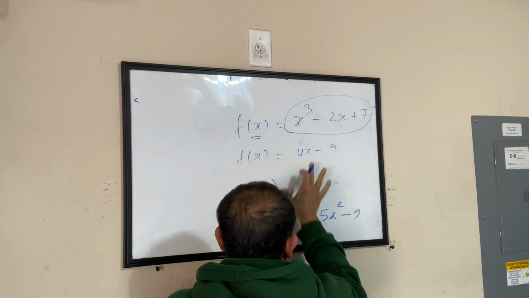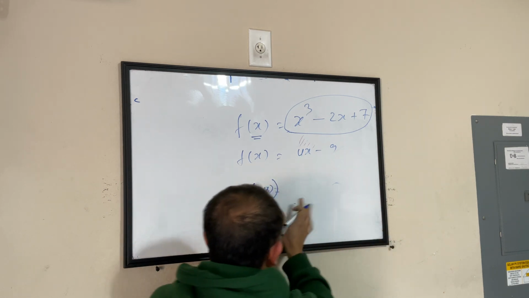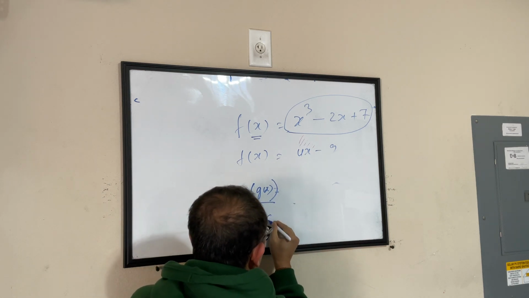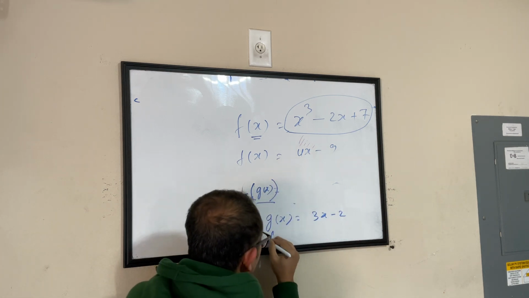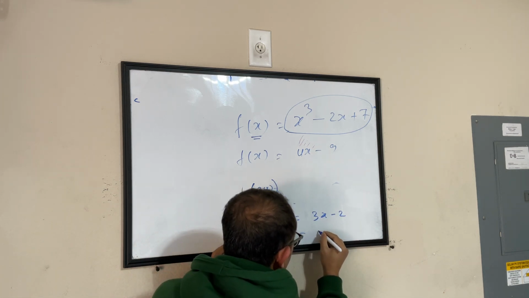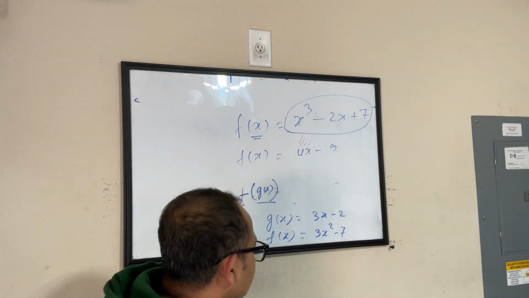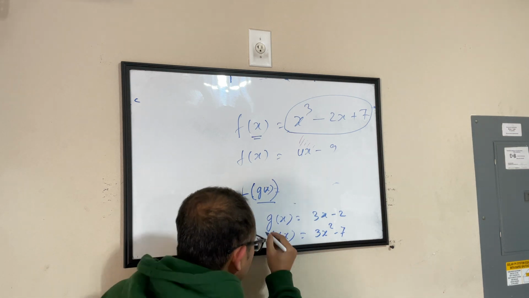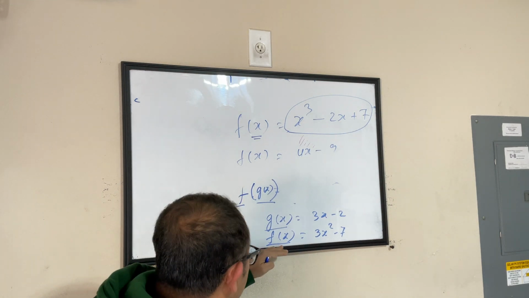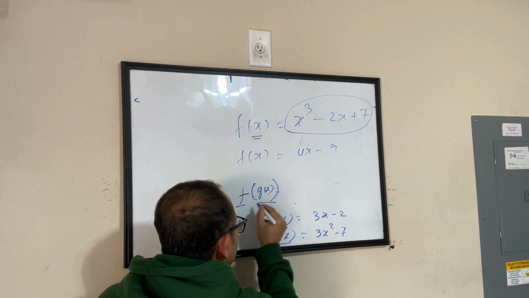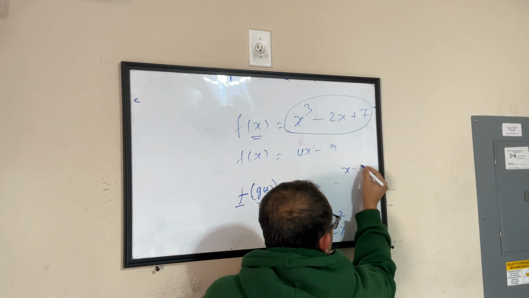Let's try finding it out, okay? Let's say we have to find out function of function, where we know that g of x equals, let's say, 3x minus 2, and f of x equals, let's say, 3x squared minus 7. Now if I say find out, I have two independent functions, g of x and another function, f of x. If I say find out f of g of x, how much would that be for the value of x equal to 7?